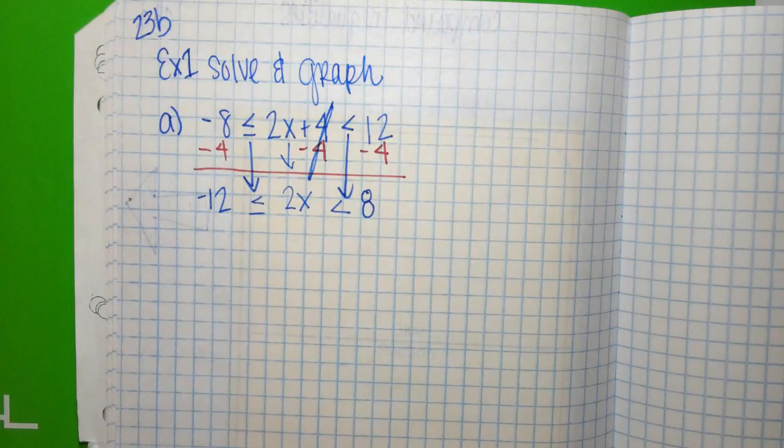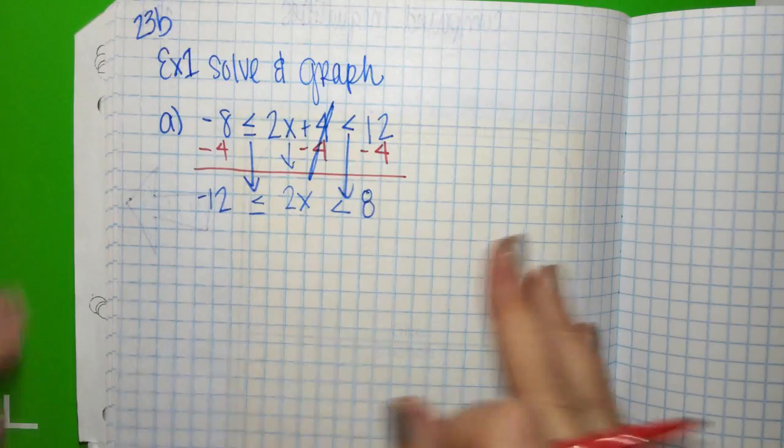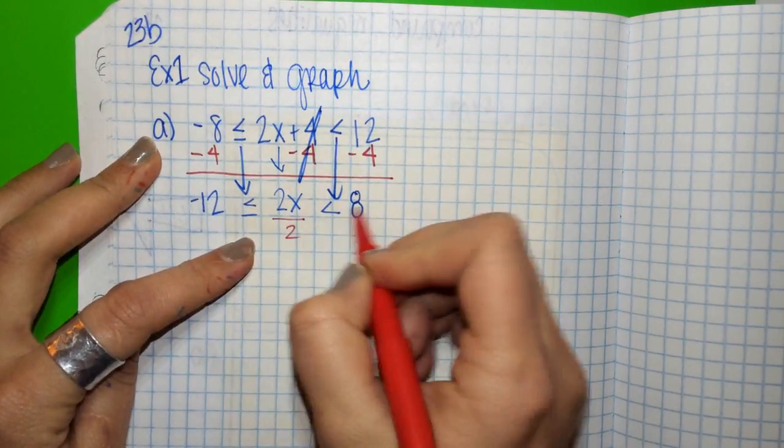All right, are we done? We're not done. What else do we have to do? We got to get rid of that 2. We have to divide. So where are we going to divide? Everywhere.